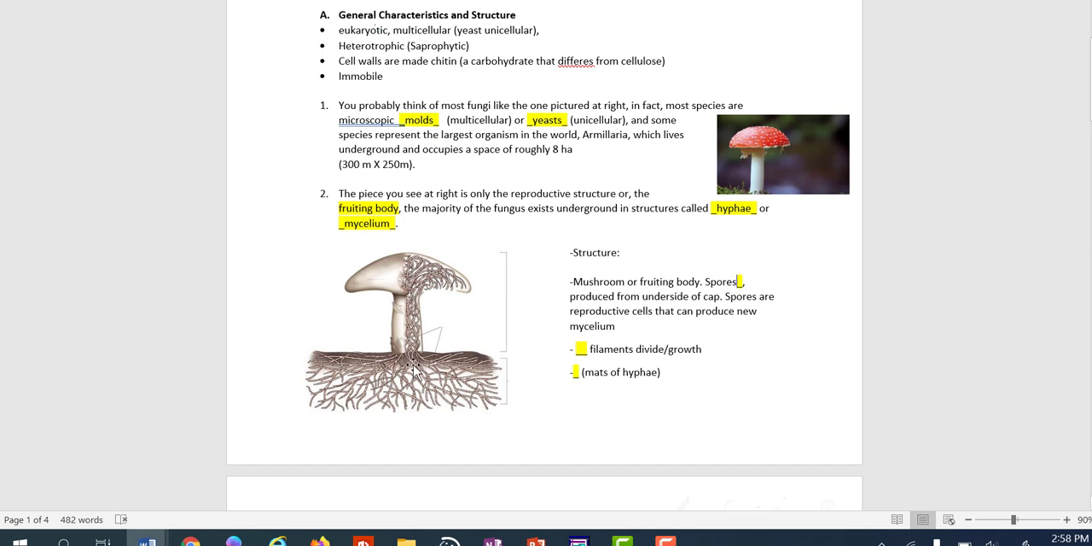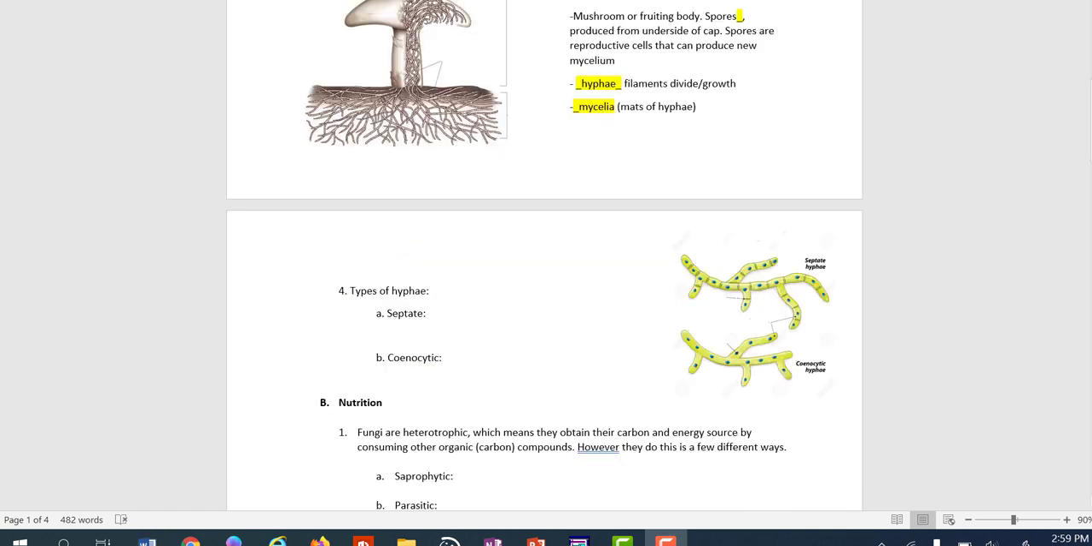And then what you see exposed underneath that fruiting body and all through the ground here, these are those filaments, which we call hyphae. And when you have a mat of them, a massive collection of them, we call them mycelium, or mycelia for plural. And these hyphae can differ from species to species, so it can actually be part of how they are classified.